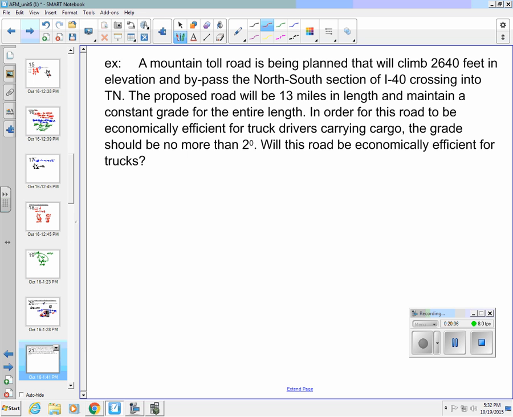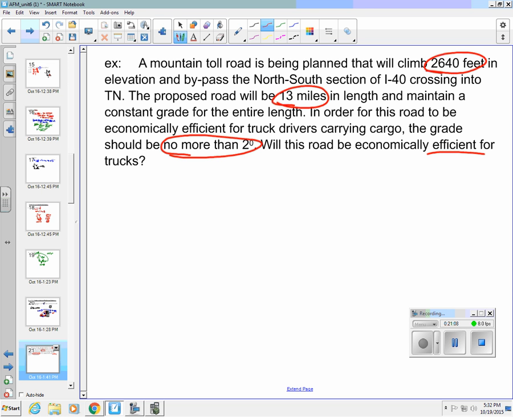So we've got a mountain road being planned. It's going to climb 2,640 feet in elevation. There's a lot of stuff in here. The proposed road is going to be 13 miles long, and maintain a constant grade for the entire length. If you keep reading, it says in order for the road to be efficient for truck drivers, the grade should be no more than 2 degrees. We want to know if that's going to be efficient for the truck driver. So will it be more than 2 degrees or less than 2 degrees for our angle of elevation?